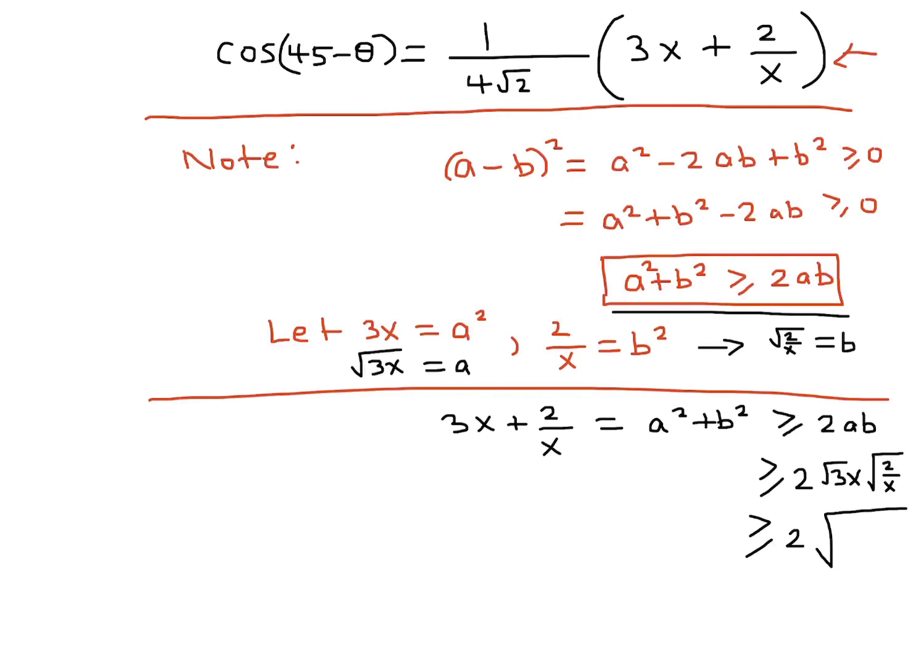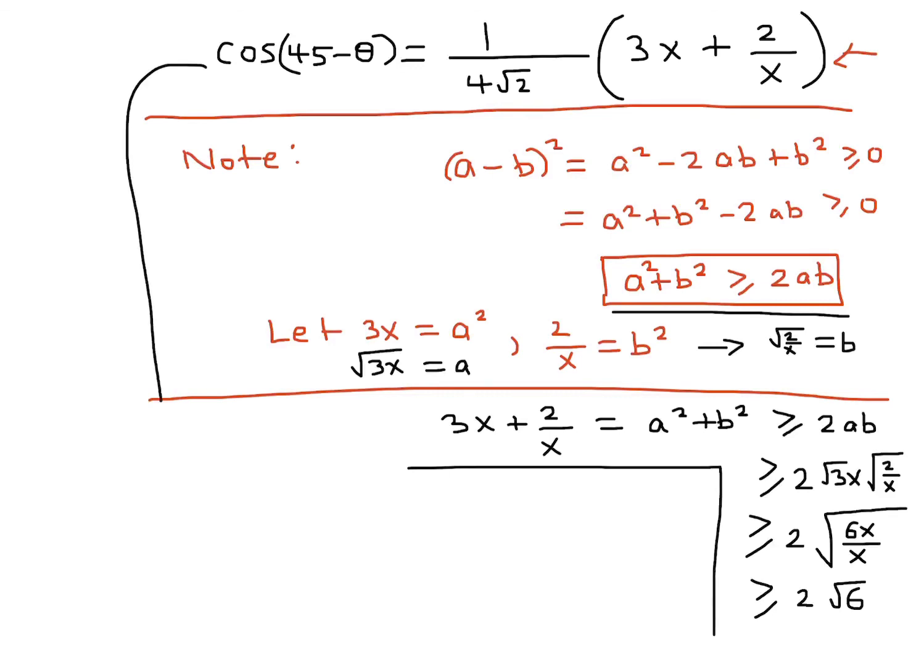And then if you keep simplifying this, you get 2. Everything under the square root will become 2 times 3, which is 6, x over x, like that. And the x's cancel, so you get 2 root 6. Okay? So I hope you followed what I did there. I know it's very, very tricky, but that's how you do it. So now we proceed with this guy.